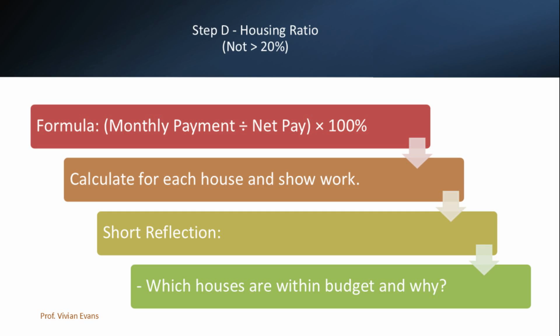Now let's assess the affordability of each house by calculating the housing ratio. Use the formula, monthly payment divided by net pay, times 100%. Reflect on which houses are within your budget and why. This analysis will guide you in making a financially sound decision.